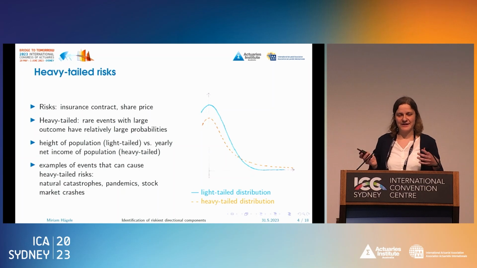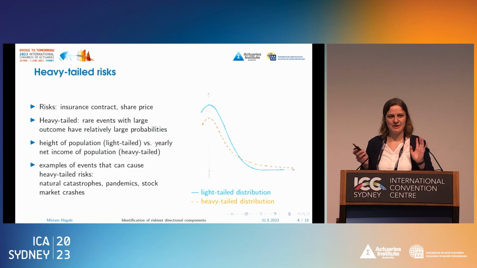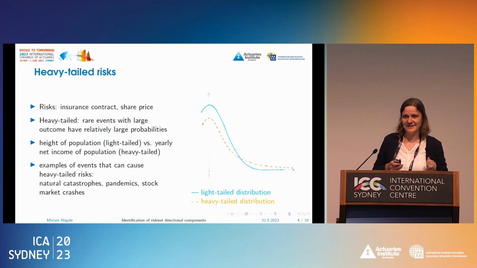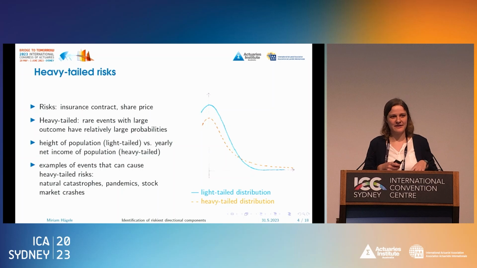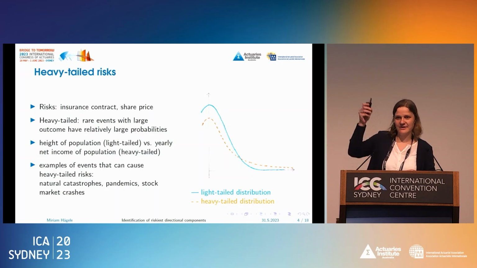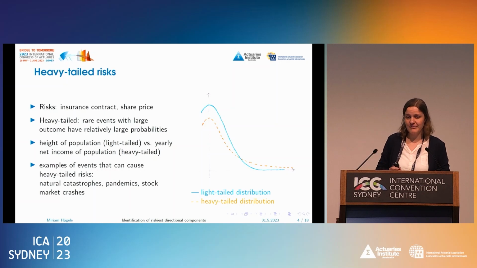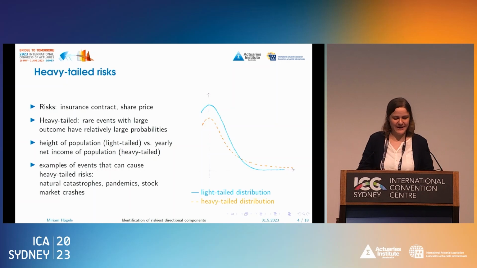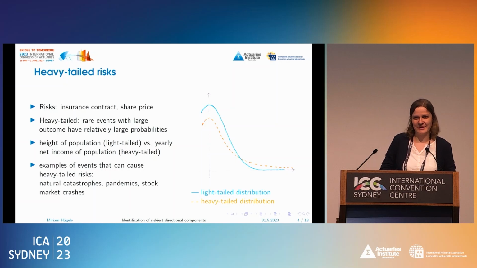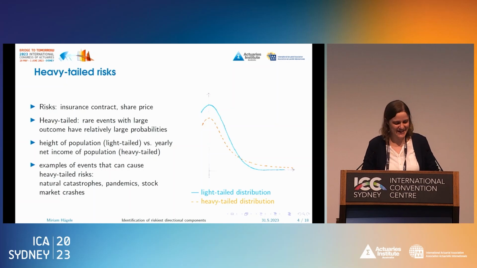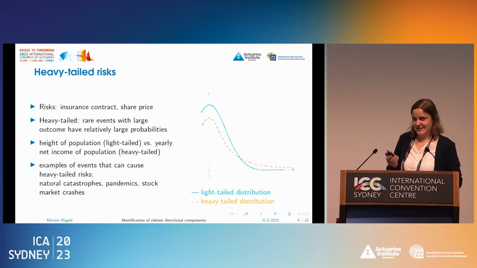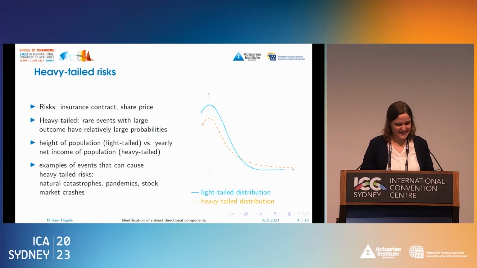If we take as an example the population of Australia and look at the height of the people, then we would see that everybody is about the same size if we're looking at adults. There are no tail events where someone would be 10 times as tall as someone else. But if we look at the same people and at their yearly net income, then I'm sure there are people who earn 10 times more than someone else. So this is an example of a heavy-tailed distribution.